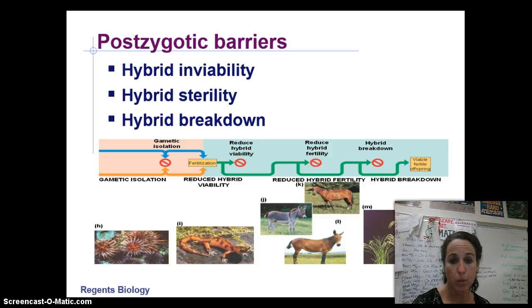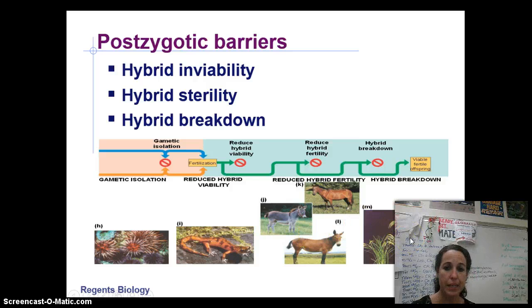And that's how we get mules. So you have a horse and a donkey come together and produce a mule. The only way you get mules is from horses and donkeys reproducing. Mules can't make other mules. So that's called reduced hybrid fertility because mules are sterile.